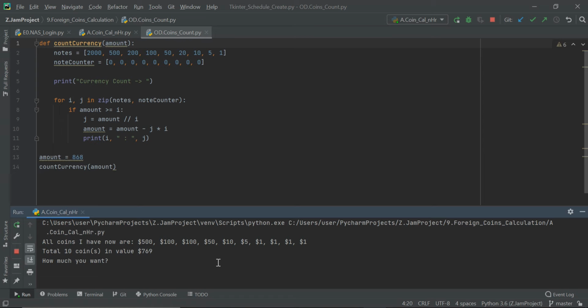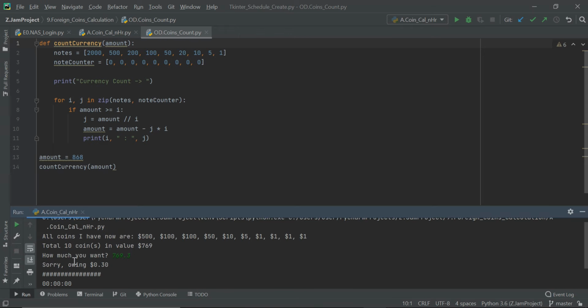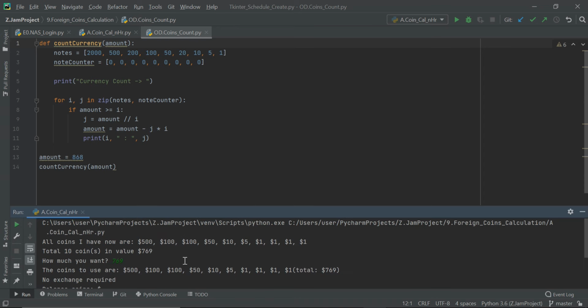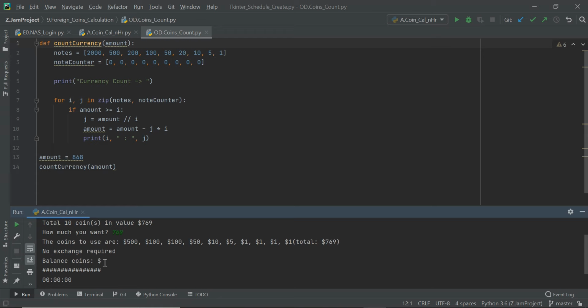First demo. I have 769 but I need 769.3, so let's run the program by inputting 769.3. The program quickly tells that I need 30 cents more for the payment. Second demo. I have 769 and I ask for 769. The program simply tells all the coins are needed for this payment and no exchange is required.